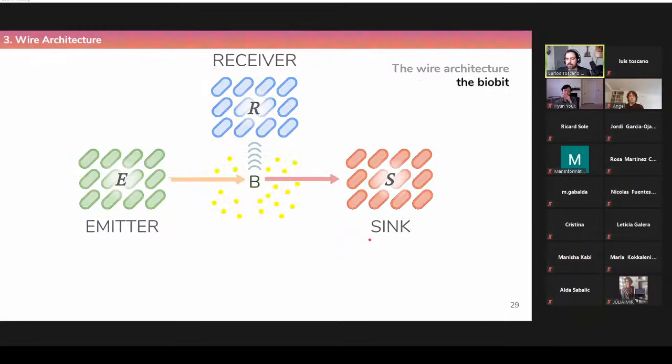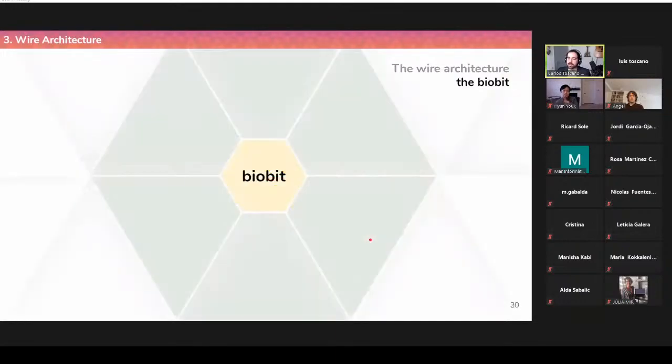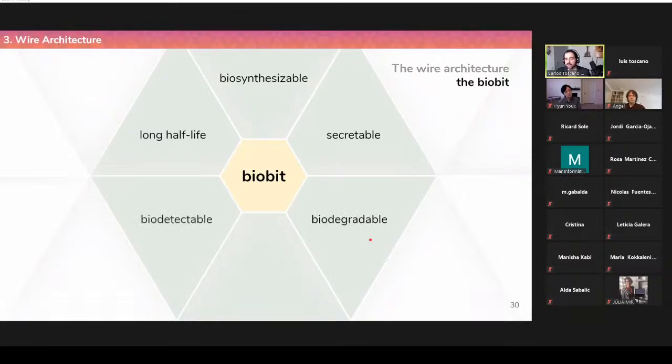So what about the biobit? What is a biobit? Well, a biobit must have, in my opinion, 6 desired properties. It must be biosynthesizable. It must also be secretable. It must have a long half-life, but at the same time, you must be able to degrade that biobit enzymatically. It must be biodetectable, and it must also be non-toxic for the host cells.